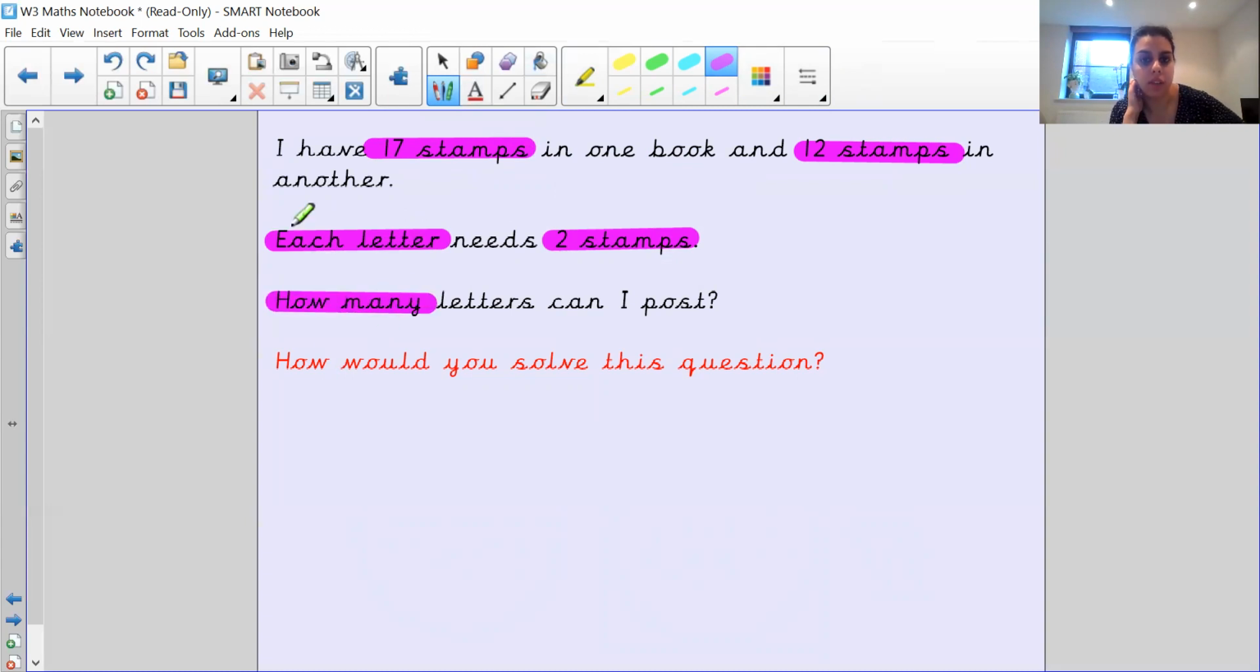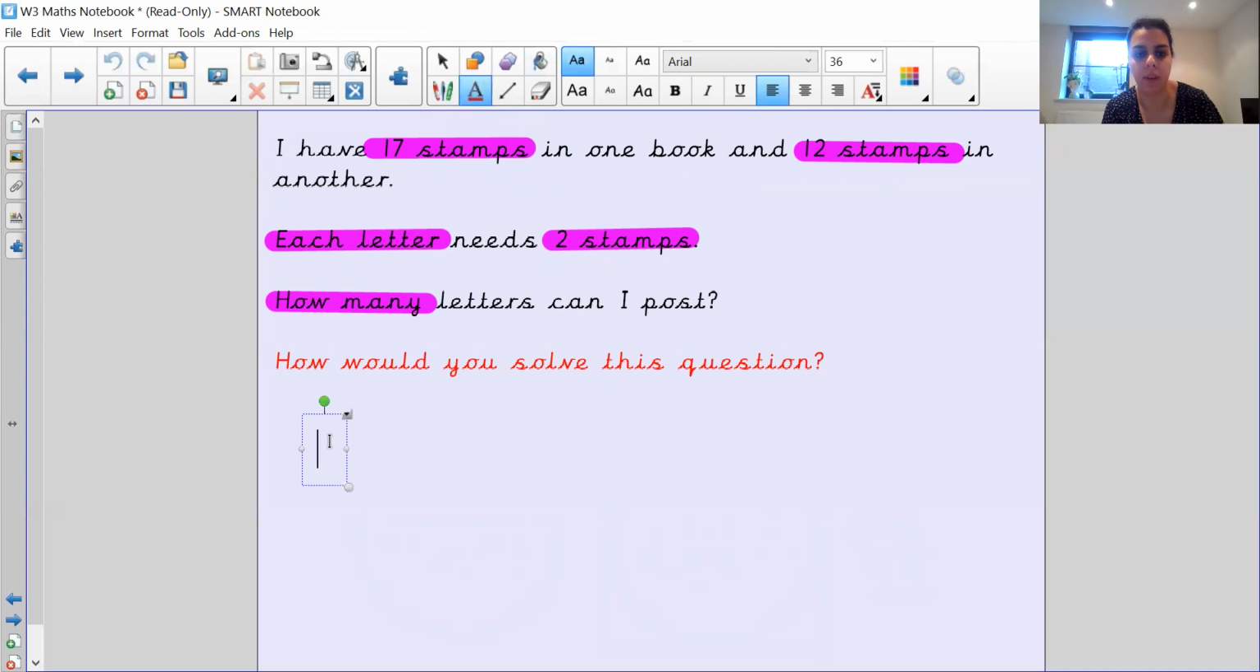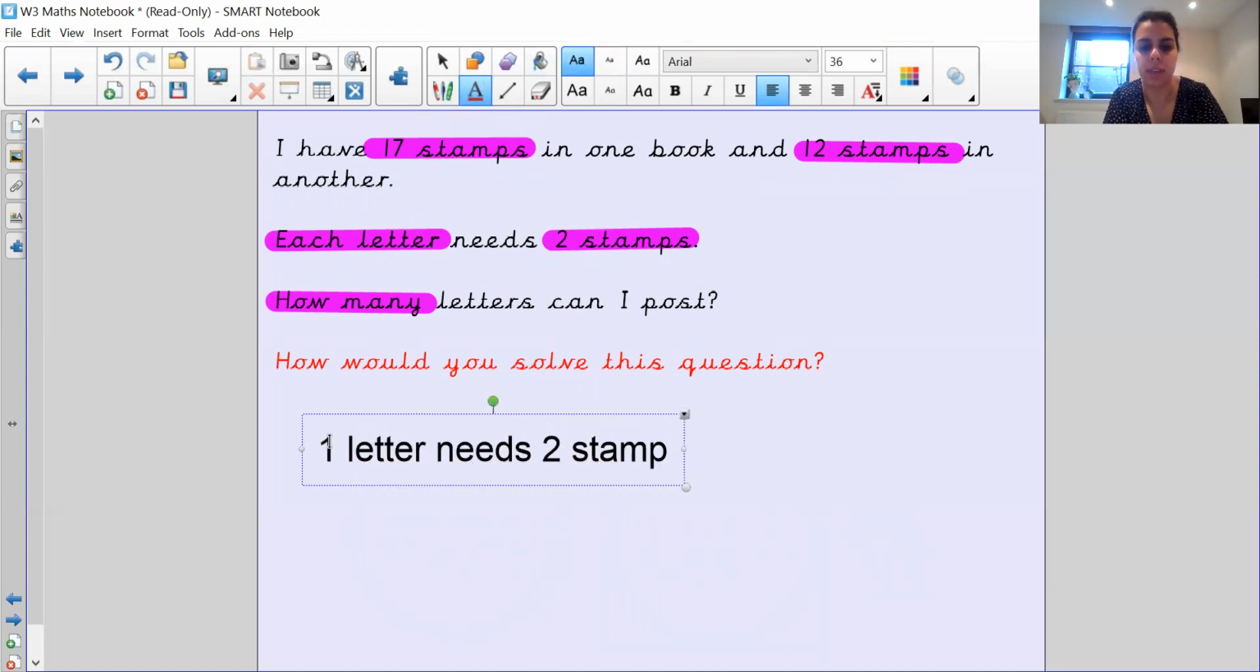So the first thing I need to do is work out, so if one letter needs 2 stamps, I'm going to write that down here. One letter needs 2 stamps. I need to work out how many stamps I've got because it tells me I've got 17 in one book and 12 in another. So the first thing I need to do is put that together to work out how many I've got.